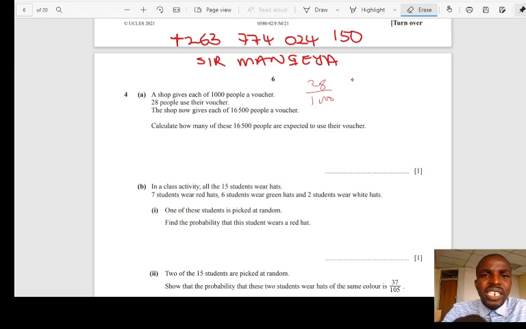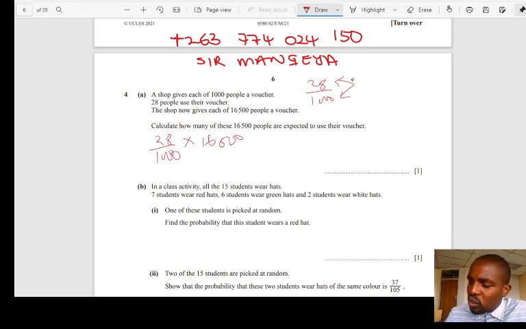Let's not calculate the percentage. Let's just use the ratio. So the ratio of those who can use is 28 over 1,000. So you can say 28 over 1,000 times 16,500. So you can say 28 divided by 1,000.